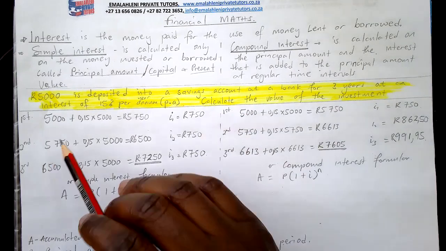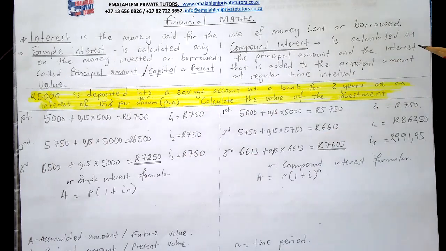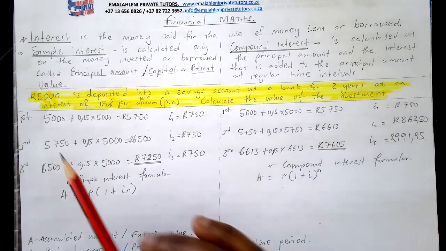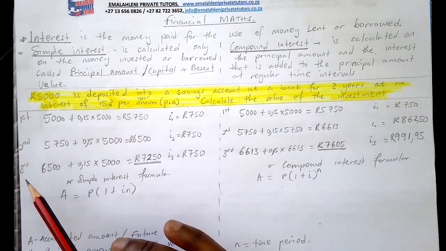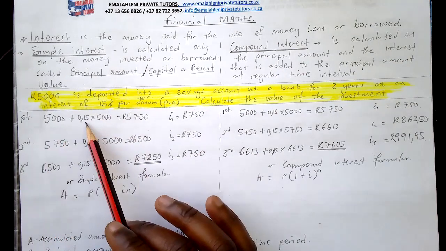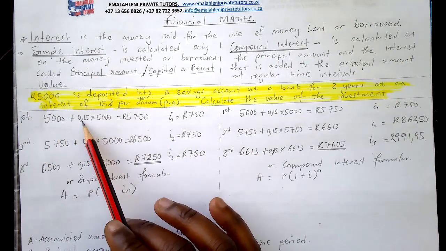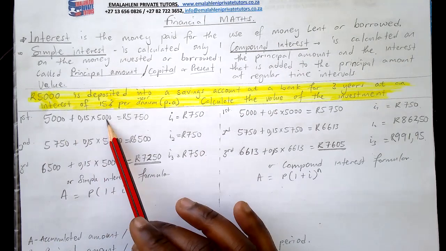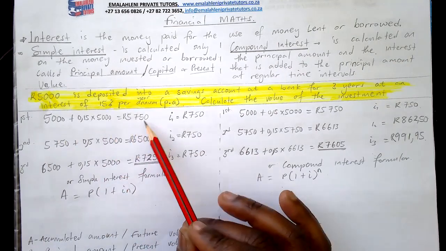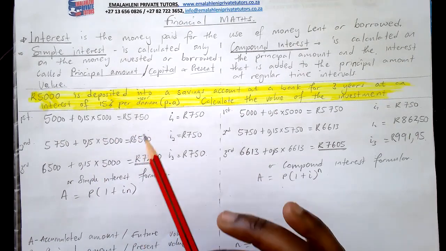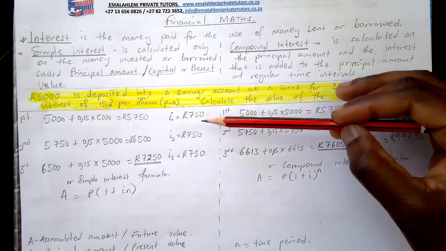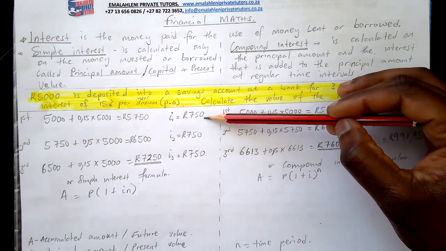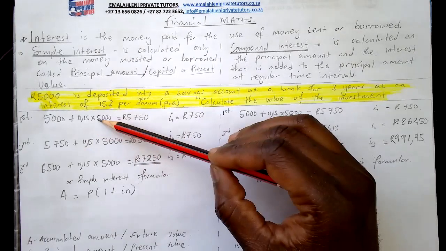For the first one, I have to break it down so that you can understand what we mean when we say interest is calculated on the principal amount. We have 5,000 plus 15% interest, which is 15 over 100, giving us 0.15, so 0.15 times 5,000. We get 5,750. So in the first year your money will be 5,750, meaning you have gained an interest of 750, and that 750 is calculated on the principal amount, which is 5,000.